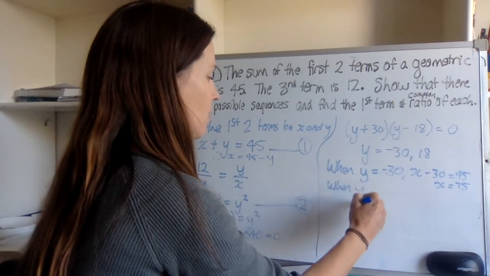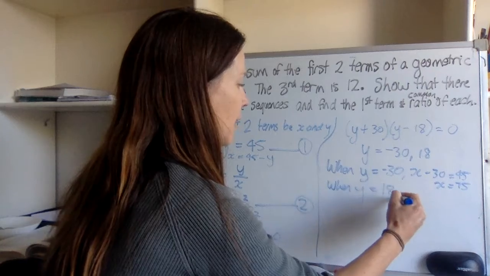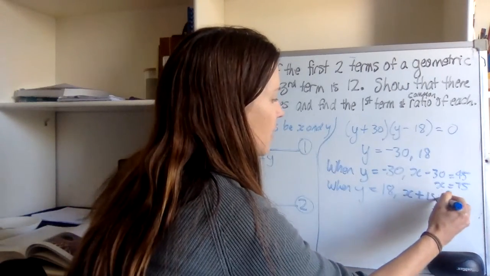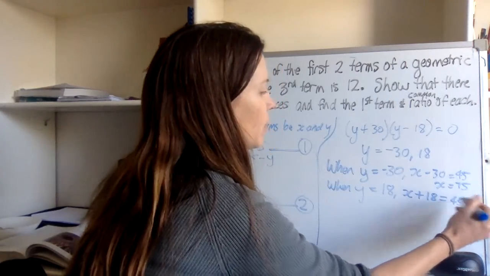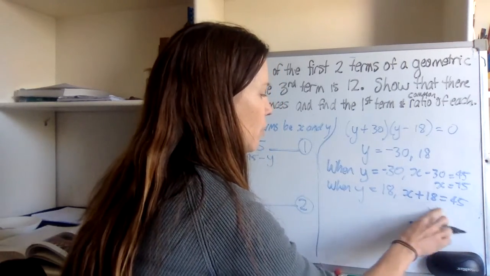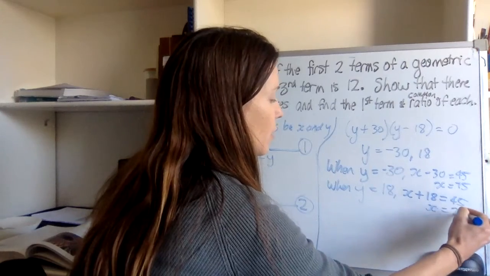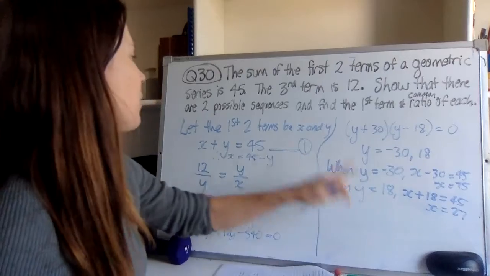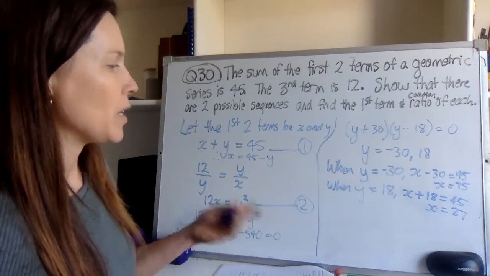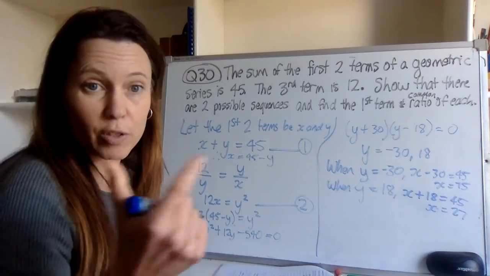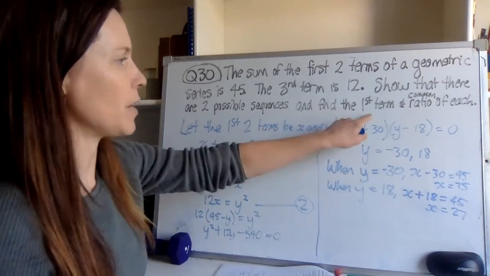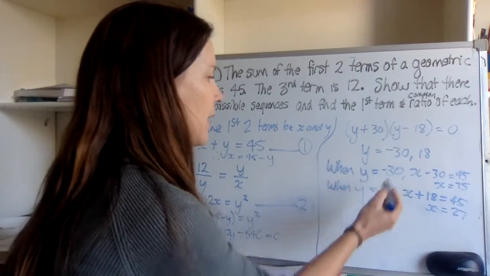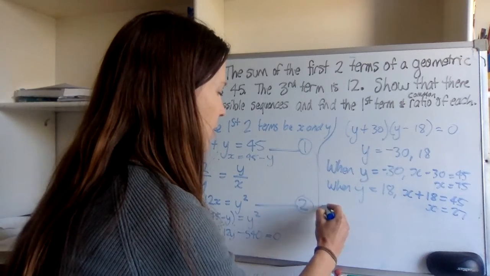And when y is equal to the other option, 18, we would say that x plus 18 is 45, so x must be 27. So we've got two options there, but we've got to be careful not to stop there. We haven't yet answered the question. We know now two options for the first two terms, but we've got to find not just the first term, but the common ratio.